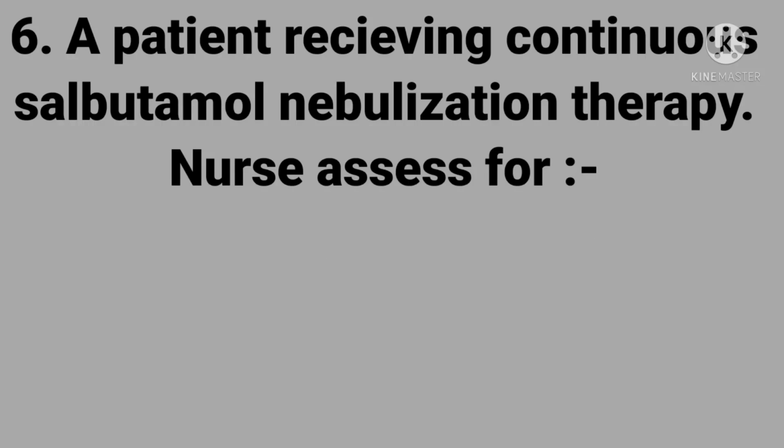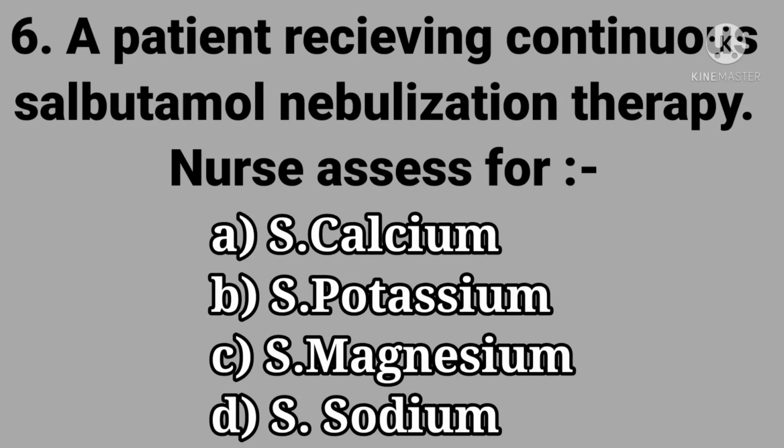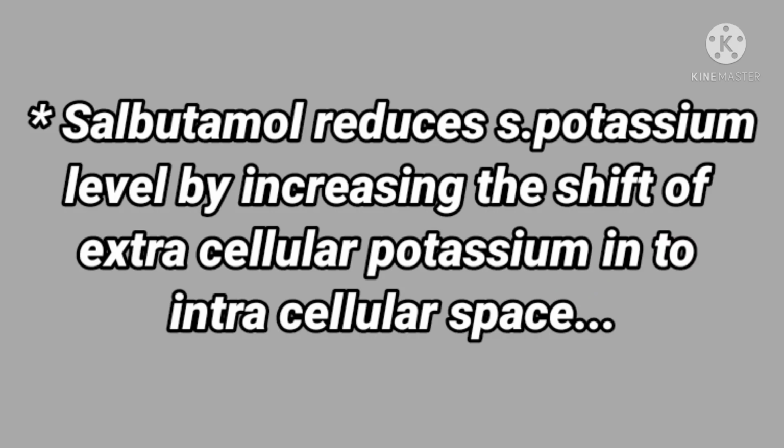Next question: a patient receiving continuous salbutamol nebulization therapy, the nurse assesses for, the options are serum calcium, serum potassium, serum magnesium and serum sodium. A patient receiving continuous salbutamol nebulization therapy, the nurse assesses for, and the answer is serum potassium level, because salbutamol reduces the serum potassium level by increasing the shift of extracellular potassium into the intracellular space. So assess the serum potassium level of a patient receiving continuous salbutamol nebulization therapy.